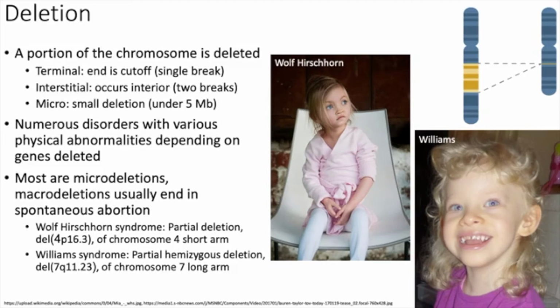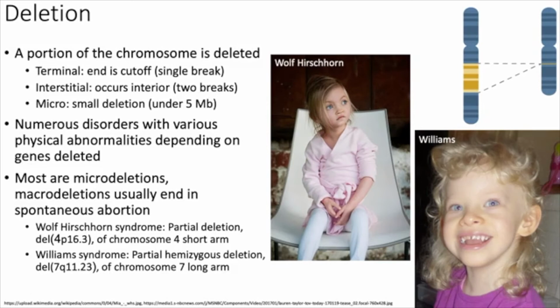If you had a terminal or interstitial large deletion, I called it a macrodeletion, just to call it something, as opposed to a microdeletion, you're going to spontaneously abort, and so you're not going to carry the baby to term. But if you have a microdeletion, sometimes you can carry them to term, hence these two pictures. There are a variety of deletions that can result in offspring. You're basically not deleting enough genes that are too detrimental to the baby, and so you can carry it to term.